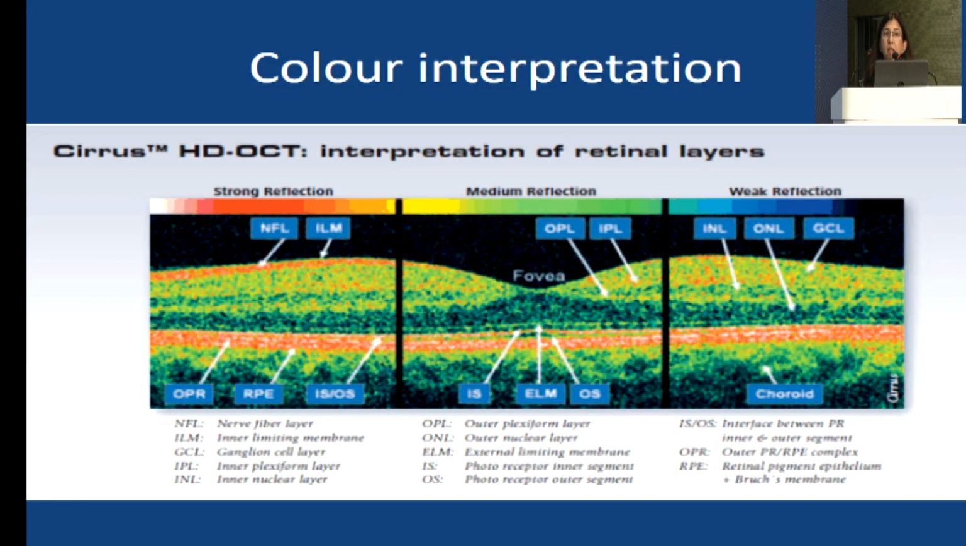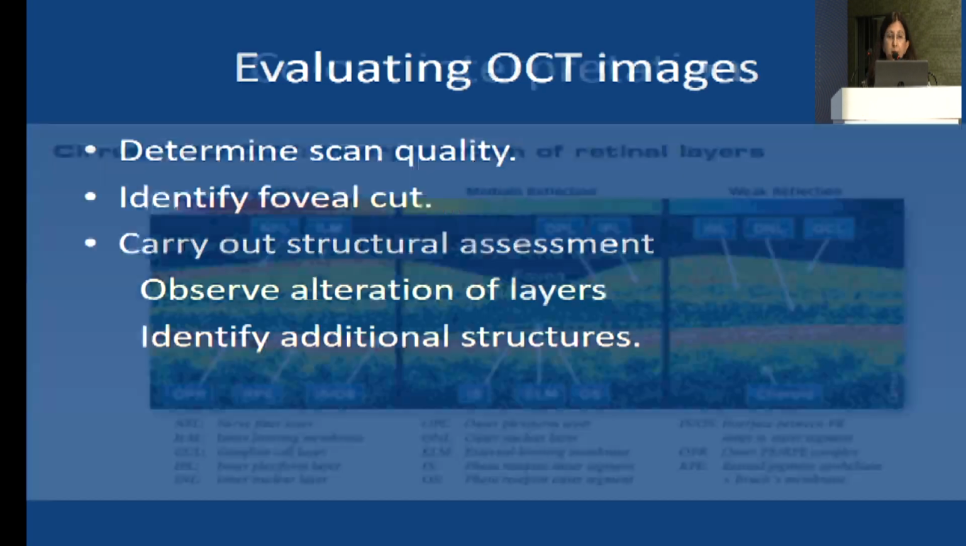Now, many times you will see a colored image. So what do these colors represent? They are false colors, they are not true. So what do they represent? The layers with very high reflectivity will appear as orange or red. So this includes the RPE layer, the RNFL layer. While the layers with medium reflectivity will appear in different shades of green, like the plexiform layer, the external limiting membrane, ISOS layer. And the layers with least reflectivity would appear in shades of blue, like the nuclear layers. And the vitreous, of course, has no reflectivity, so it appears as black.